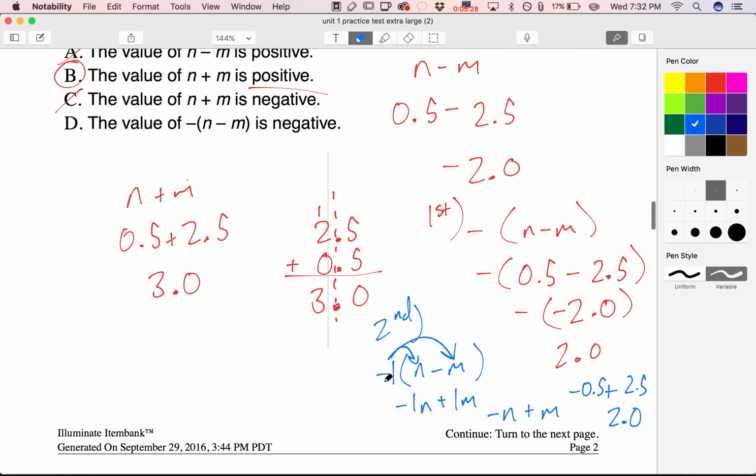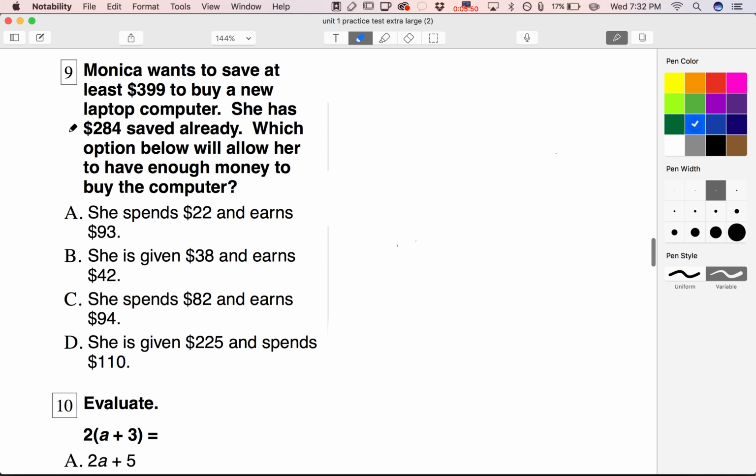They're a little different. This one you distribute first while it's still variables, and then you work it out. This one you plug in, and then you work it out. And there's a third way. You could actually plug in and still distribute, then work it out. So you have a lot of options on this. But this one, is it a negative answer? No, we found out that it was positive. So it is definitely B.